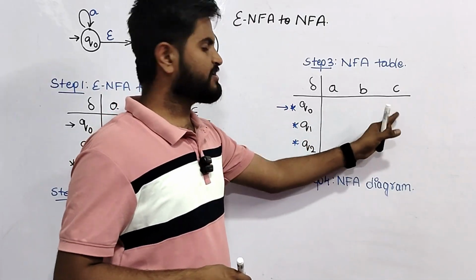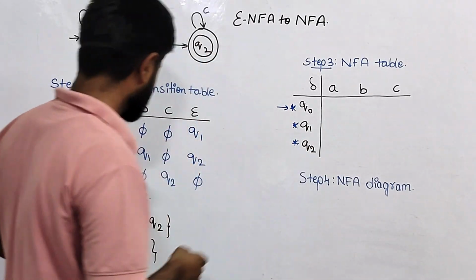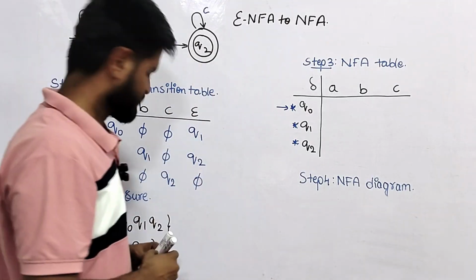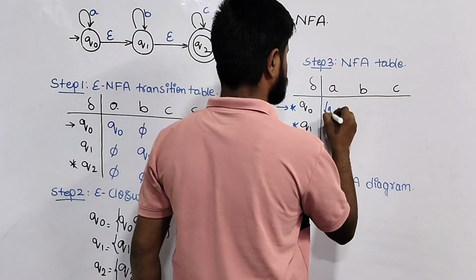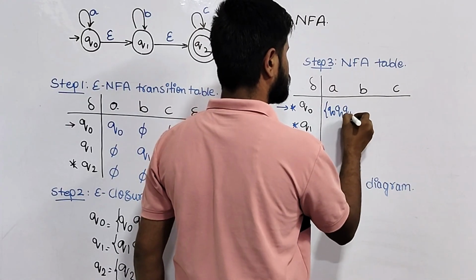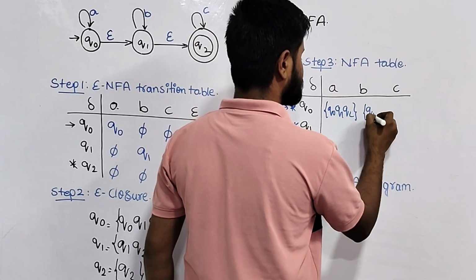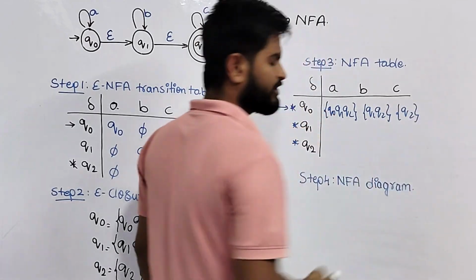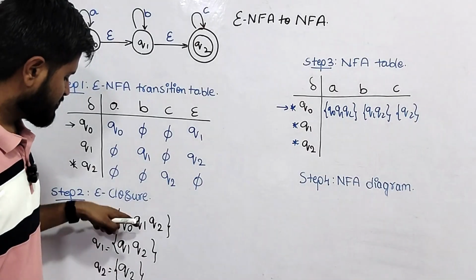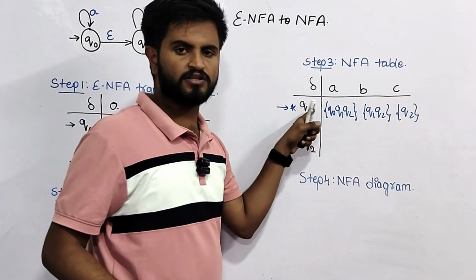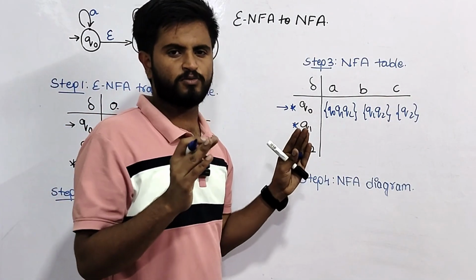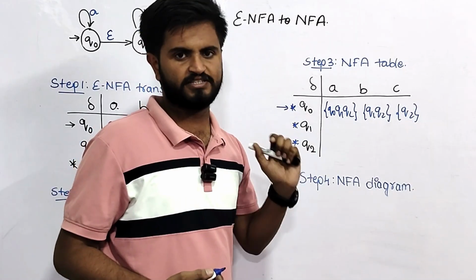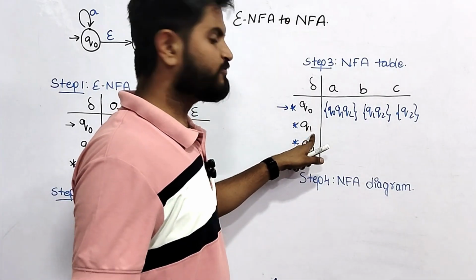Now we must fill the values in that table. The simple trick is, whatever the values are there in the column, just copy them. For the first row: Q0, Q1, Q2, next Q1, Q2, here it will be Q2. So what you did was just copy the elements which were in the column as a row for the first row. In every problem related to epsilon NFA to NFA transition, just do it like this. Now we want to fill for Q1.